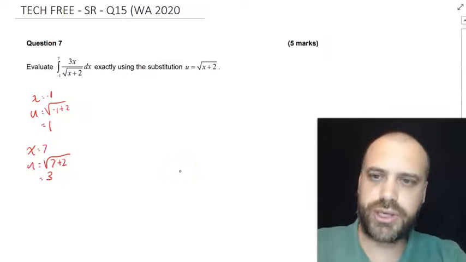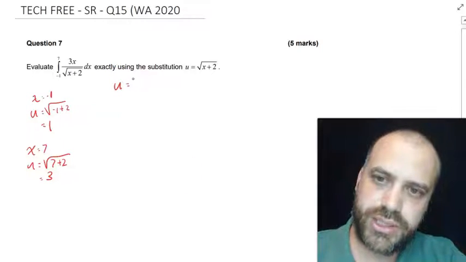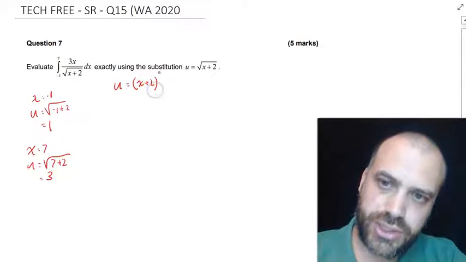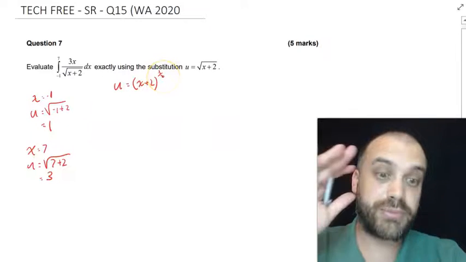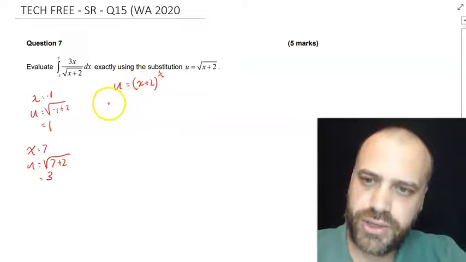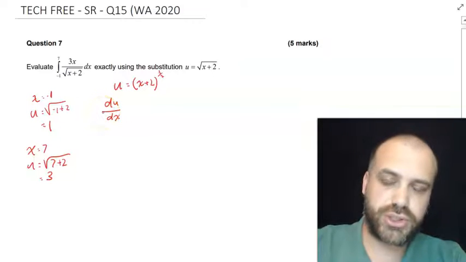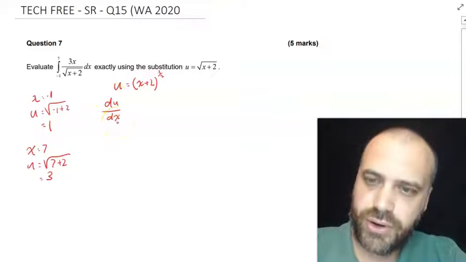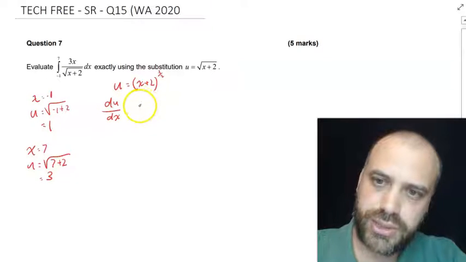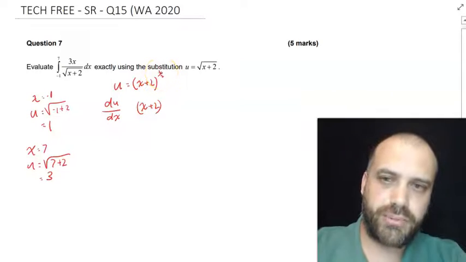Still got some work to do here, because if we're going to do a u substitution, we know that u is equal to, I'm going to write it as (x plus 2) to the half. Same as the square root of x plus 2, right? The reason I'm writing it like that is because now I need to find the derivative of that if it's going to be useful in my u substitution. So the derivative of that is going to be equal to (x plus 2) and decrease the power by 1, so -1/2.